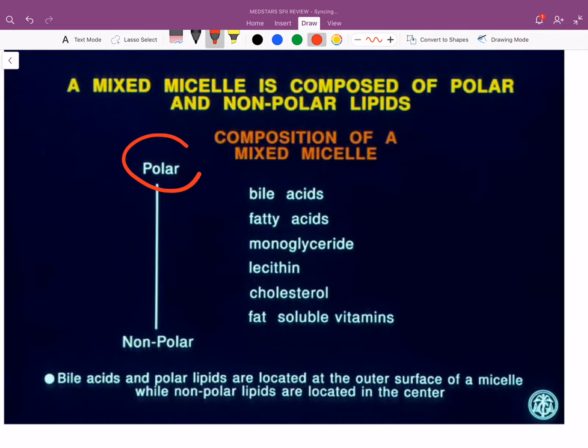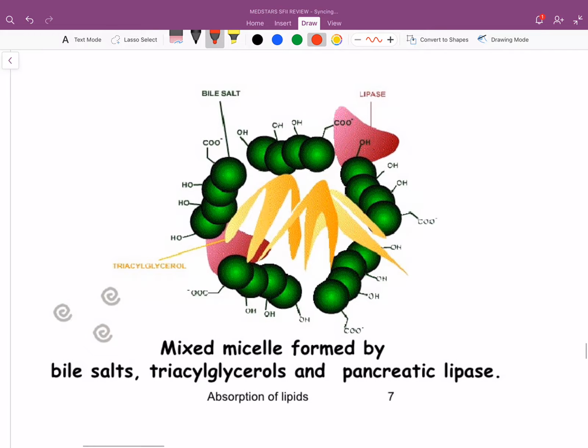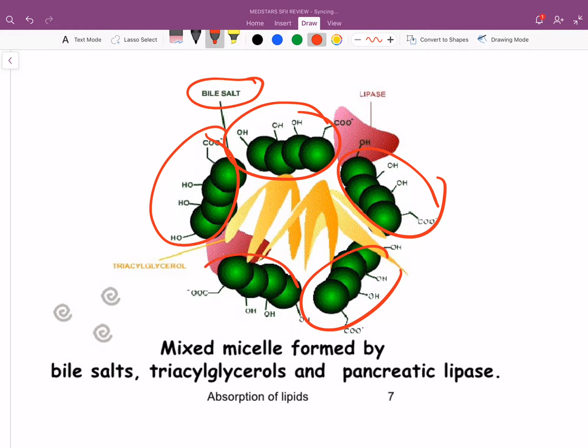So the polar end, which is the water-soluble end, is going to be composed of bile acids. And then the non-polar end, which is going to make the inside of the micelle, is going to have your cholesterol and your fat, and it's going to look like this. This is basically what a mixed micelle looks like. The bile salt, which is water soluble, is going to make the majority outside of the mixed micelle, while the inside, where the water insoluble content is, your fat, is going to stay inside.